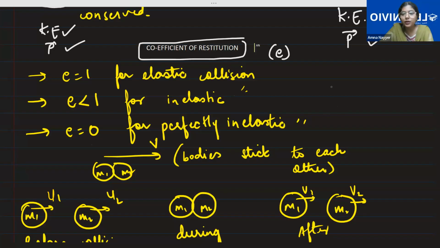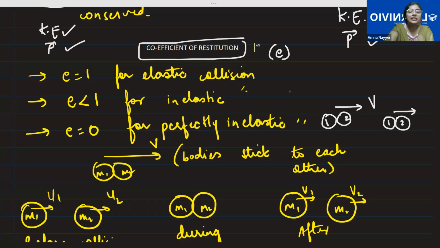let's say two bodies were moving and they collided. Let's say this is 1, this is 2. After collision, they are still stuck together and moving with the same velocity. This is what is meant by perfectly inelastic collision. Bodies stick to each other and move with a common velocity.